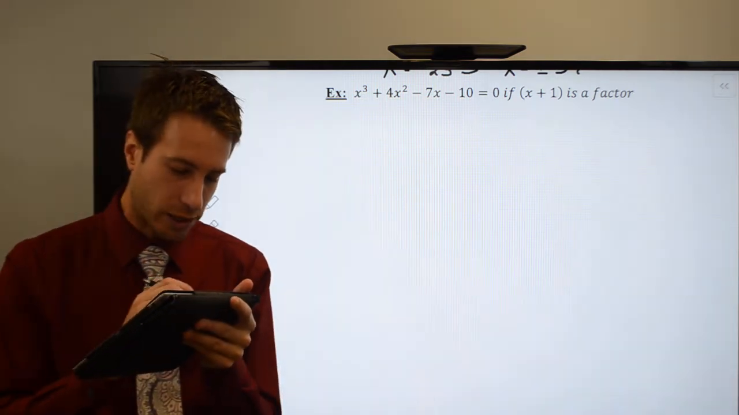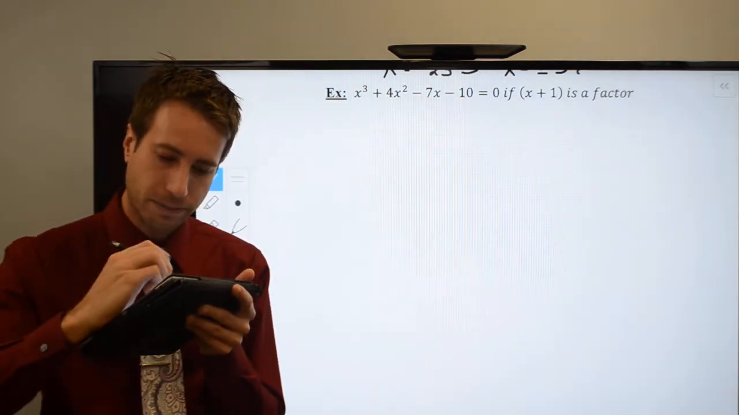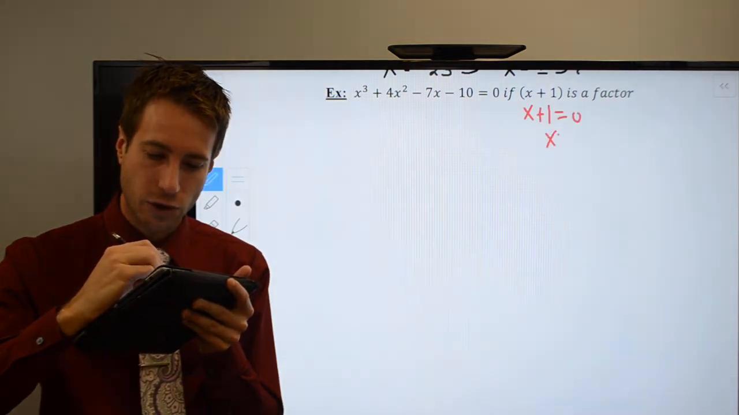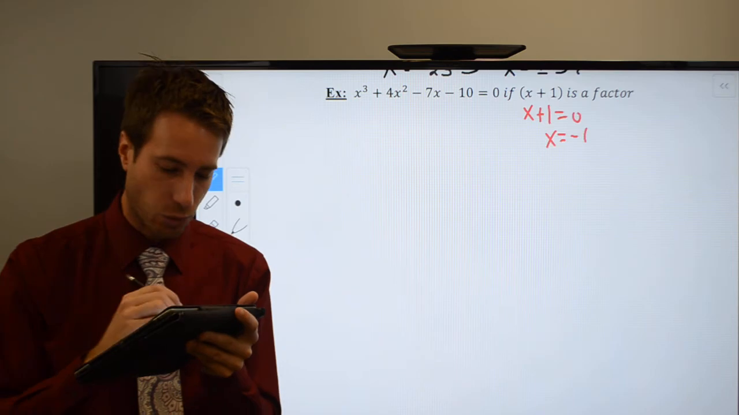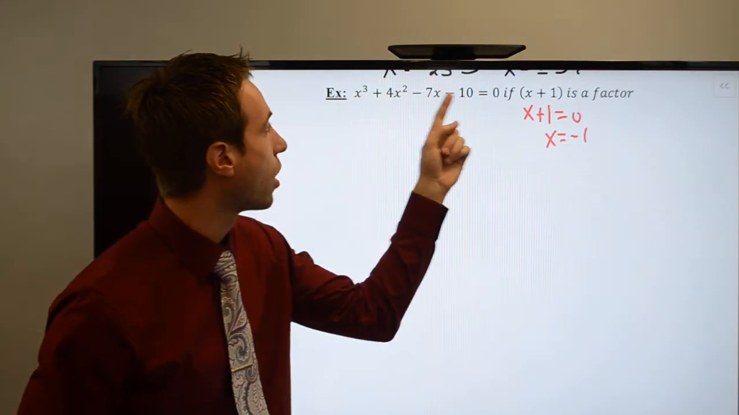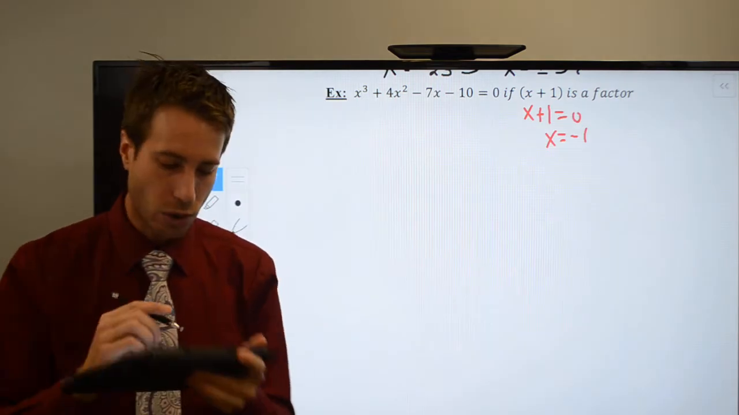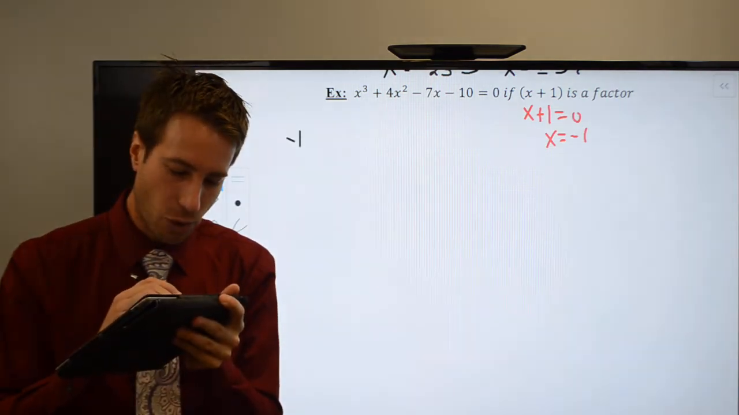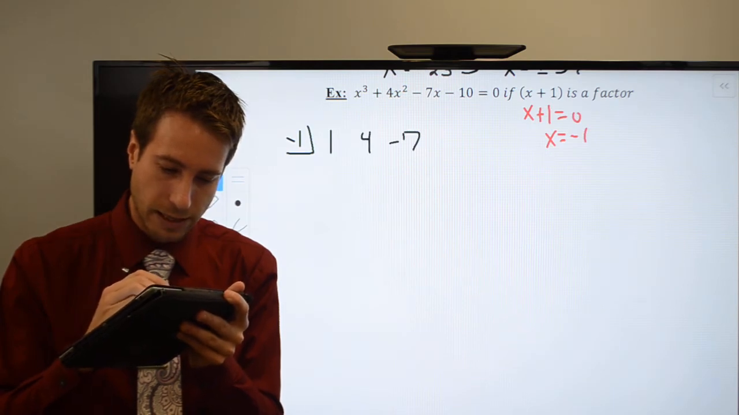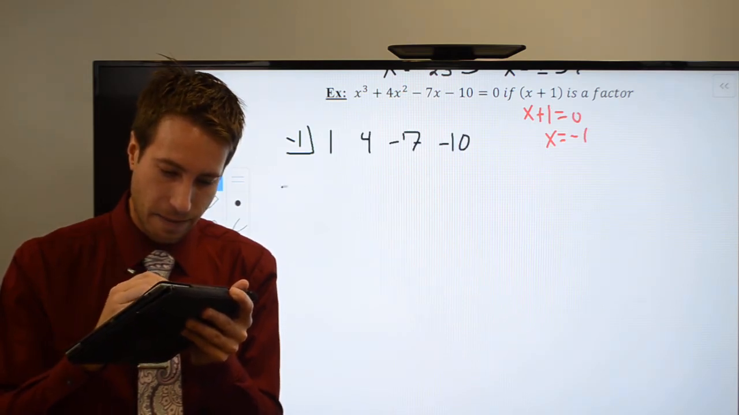Remember the way this works. You take your factor, x plus 1, set it equal to 0 and solve, which means x is equal to minus 1, and then we set up our synthetic division. Make sure I don't need any placeholders. 3, 2, 1, 0. Everybody's there, so we're all set. Negative 1 goes inside the box. 1, 4, minus 7, negative 10.